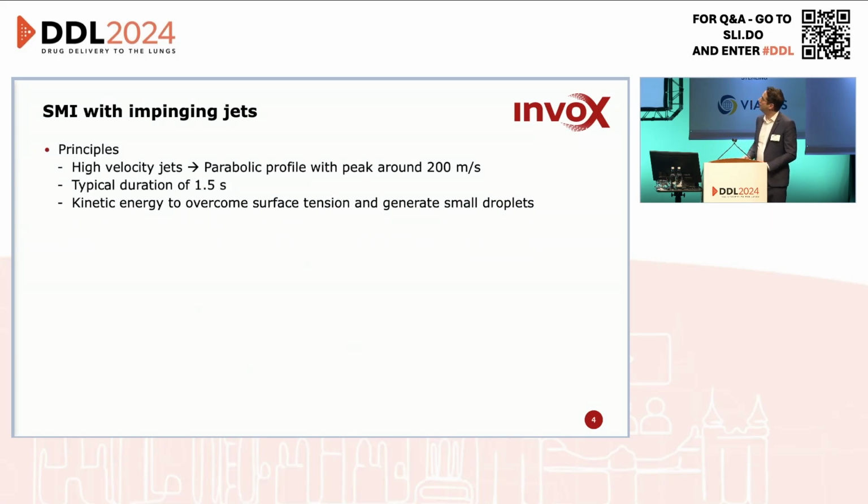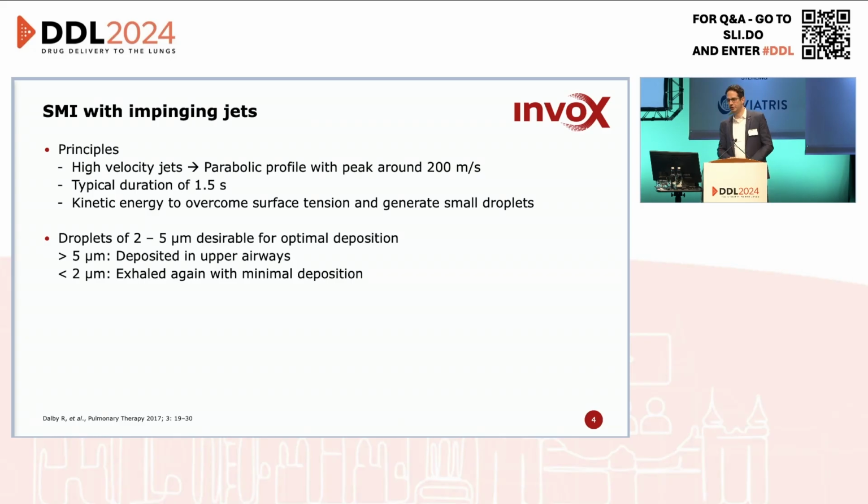So, as I said, we have high velocity jets. They have a parabolic profile when they exit the nozzle, and in the peak, you have speeds up to 200 meters per second. So that's almost as fast as a commercial airliner. There's a typical duration of the spray of 1.5 seconds, and the kinetic energy is used to overcome the surface tension.